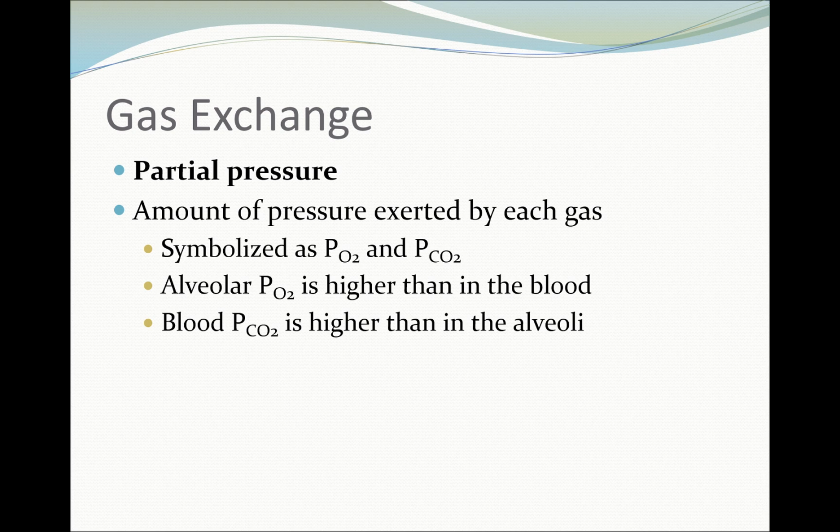So the oxygen is higher in the alveoli. And then the blood carbon dioxide is higher than it is in the alveoli. So carbon dioxide is higher in the blood. So oxygen will be higher in the alveoli. Carbon dioxide will be higher in the blood.